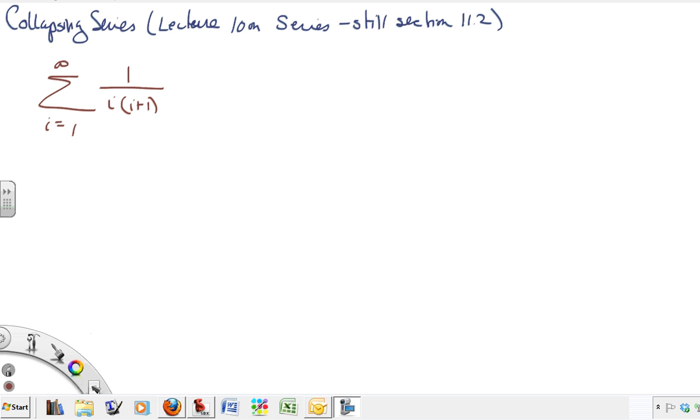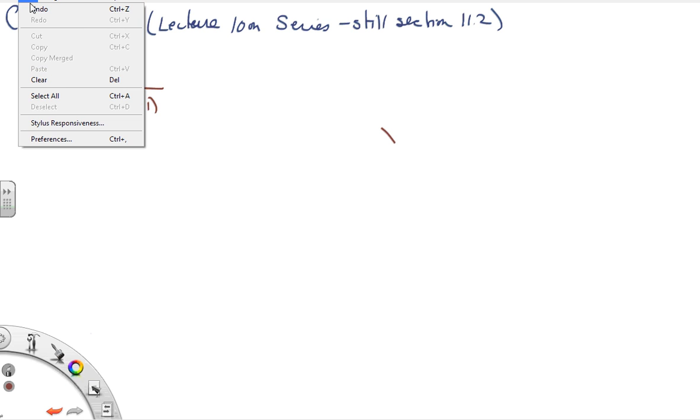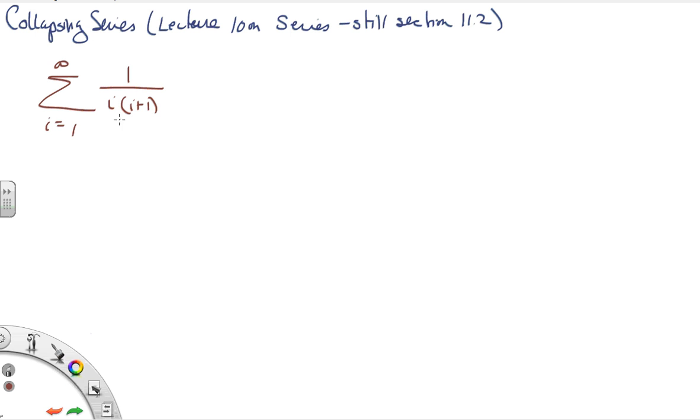Okay, so we're on to lecture 10 on series, which is the last lecture in section 11.2. We're actually not going to get to this in class, but it's a special situation, and I wanted to point out what can happen sometimes when you're dealing with series. This series is kind of interesting because it's what we call a collapsing series, because I'm going to rewrite this in terms of partial fractions. Let's just rewrite this.